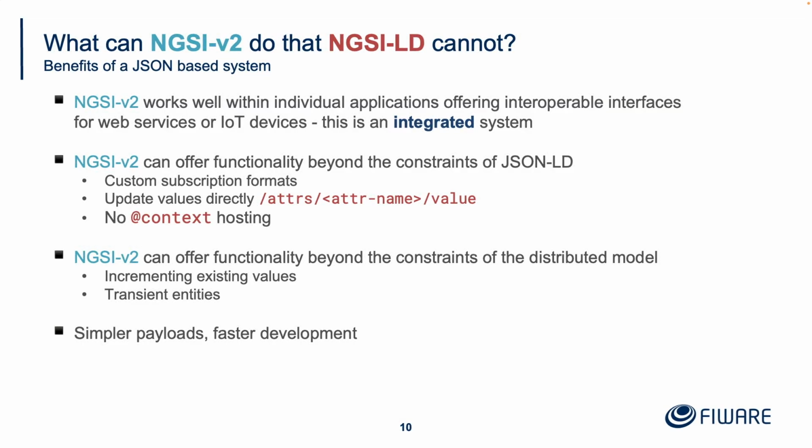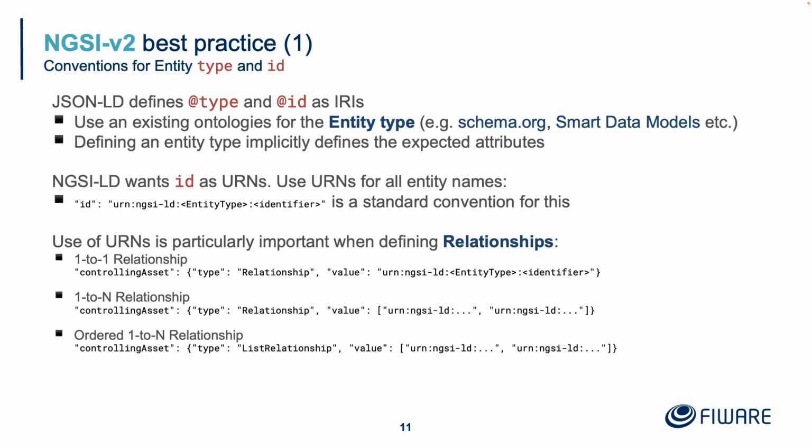Furthermore, NGSI-v2 is able to innovate on elements such as transient entities, because it has the ability to clear out its own database. The key point here, of course, is that the payloads are simpler. It makes your development faster. If you're not looking at a data space, v2 is an excellent choice. That being said, at some point you might want to get your v2 to potentially push some, not necessarily all, of its data into a data space with NGSI-LD.